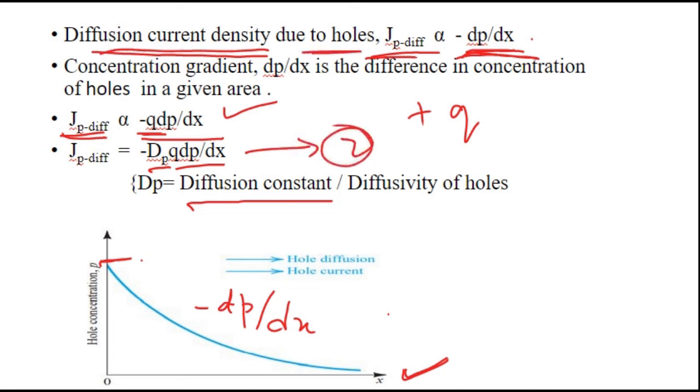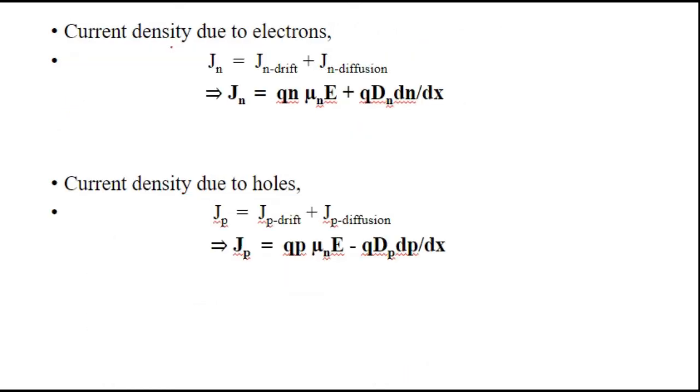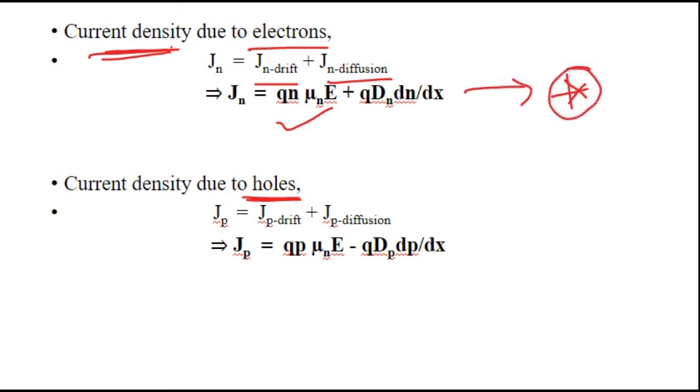So this is the diffusion current density formula because of the holes, and it will retain the negative sign. Now we need to find out what is the total current density due to the electrons and due to the holes. What is the total current density? It is drift current density plus diffusion current density. So just substitute here and we will get an equation which is the total current density due to the electrons, that is drift current plus diffusion current.